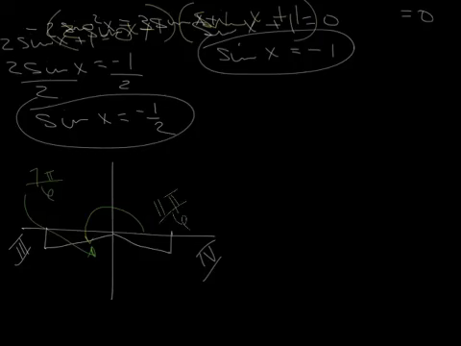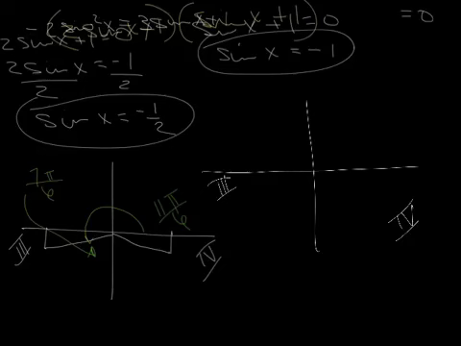Alright, so sine of x equals -1. It's going to be in the same quadrants there. So let's see, my solution set for sine of x equals -1. When is sine negative? In the third quadrant and the fourth quadrant.